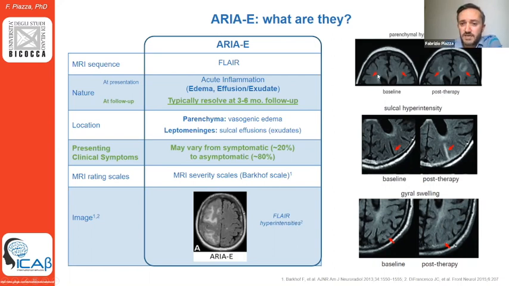They can reflect parenchymal hyperintensities, as you can see here, when we compare the baseline MRI scan of a patient before starting treatment and after treatment, during treatment. Or they can be represented by sulcal hyperintensities, as you can see here, so the hyperintensities on the MRI in the sulcal space. Or again, gyral swelling, so these small and more difficult to recognize image abnormalities after treatment with the drug.